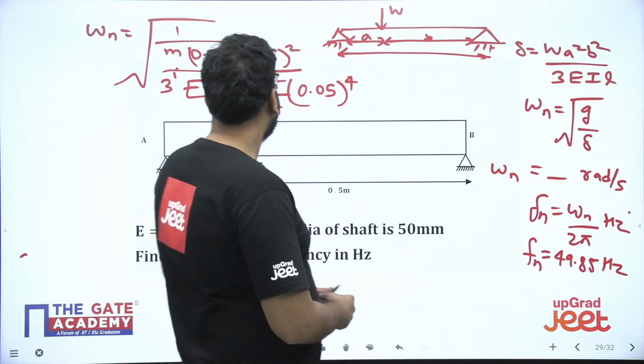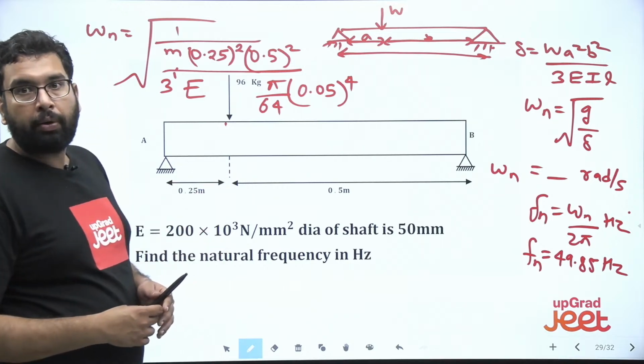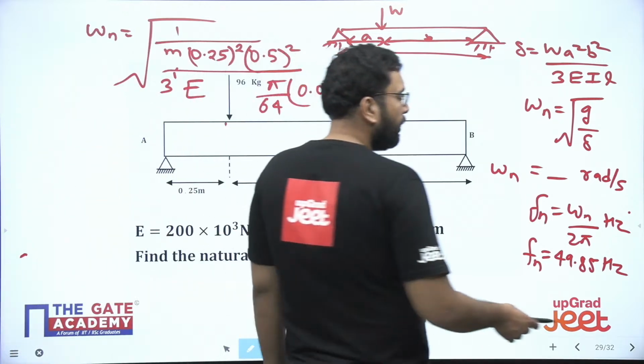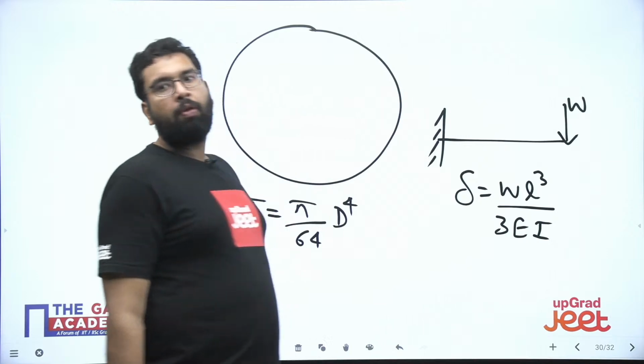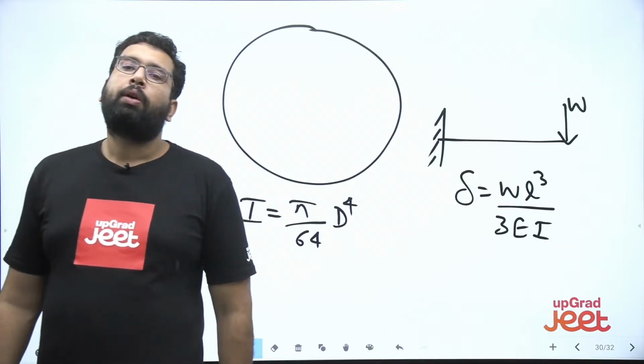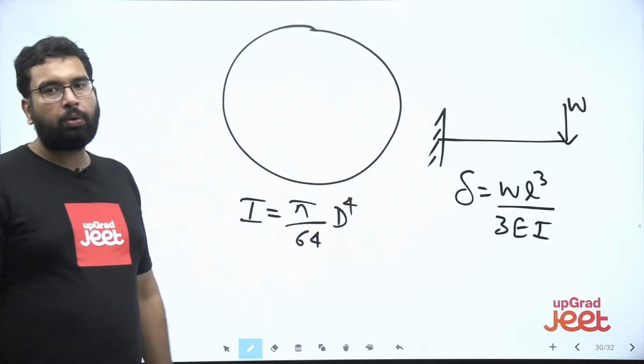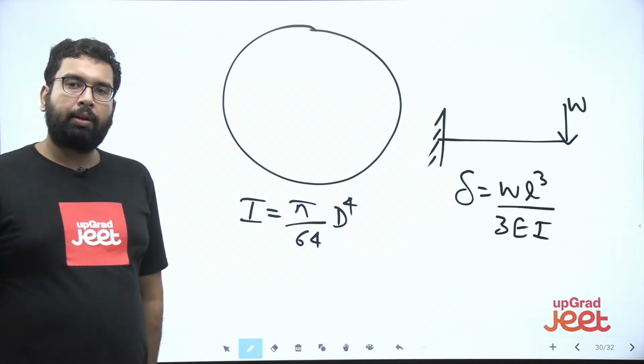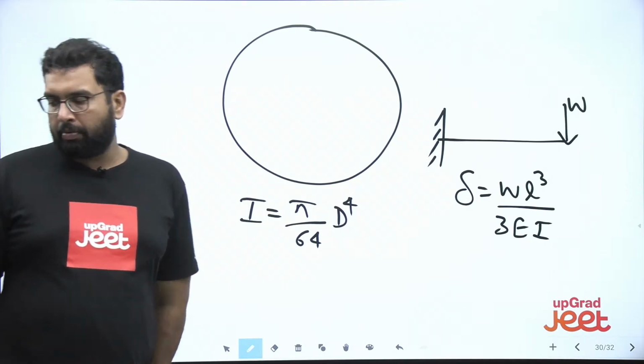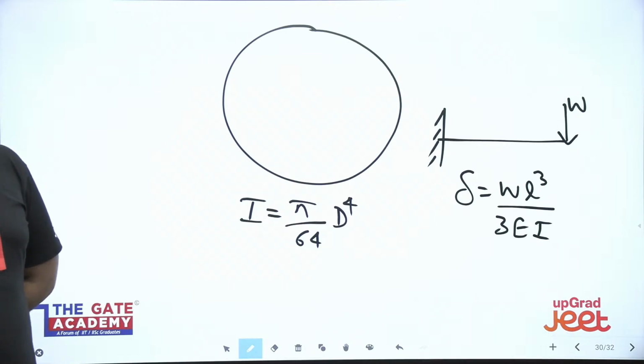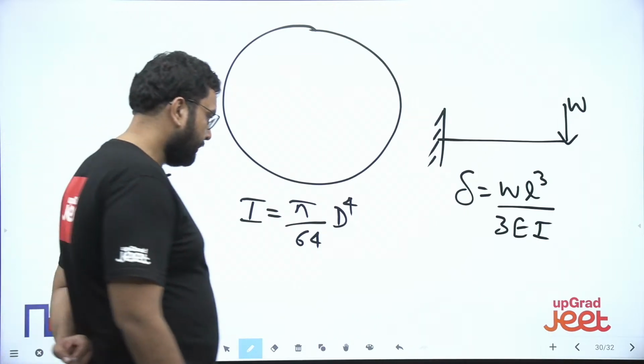This is the standard formula. That is what I have used here. For a rectangular cross section, it is BD cube by 12. Do we know it or not? I think we must know it. Yes or no? Understood? Okay, can we now move ahead? Okay, let's move ahead then.